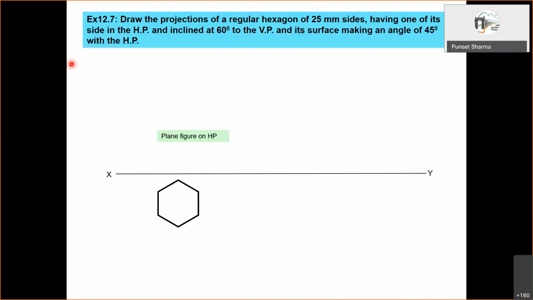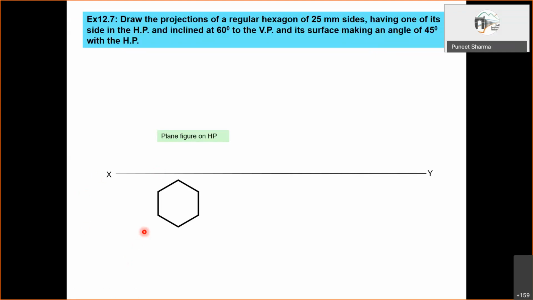Here you see this edge is perpendicular to the XY line. Of course, it is a hexagon, so we'll have one more parallel edge. So this will also be perpendicular to the XY line. But of course, let us concentrate on this. So this is perpendicular to the XY line. So this gives us a point view in the front view.